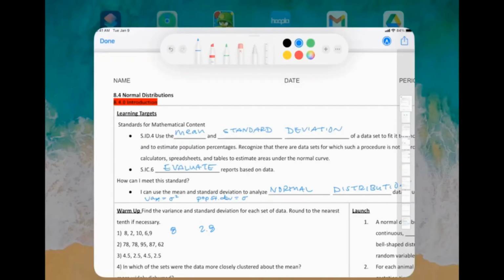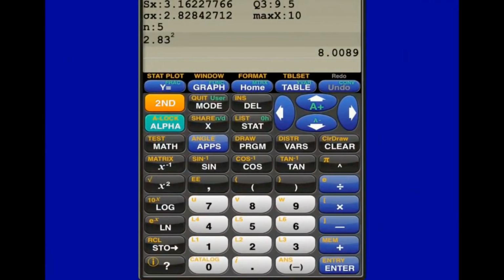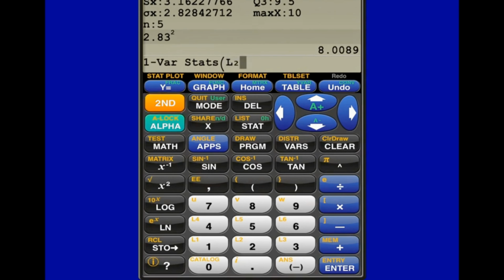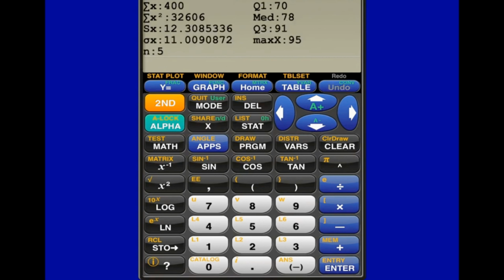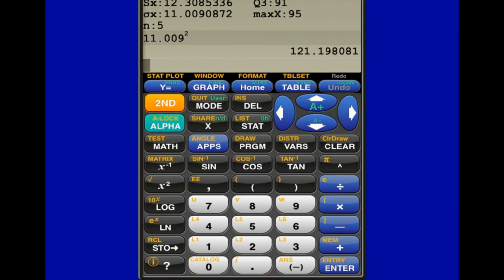Okay, so do the same thing for the other one. Stat, Calc, 1 bar stats, and now I need to put list 2 in there. So there's 2 ways to get there. You can press second stat, or I'm just going to press second number 2. You don't need to close parentheses. And there I have a standard deviation. Looks like, again, ox right above the n is 11.009, so 11. And then if I take that number and square it, you get approximately 121.2.